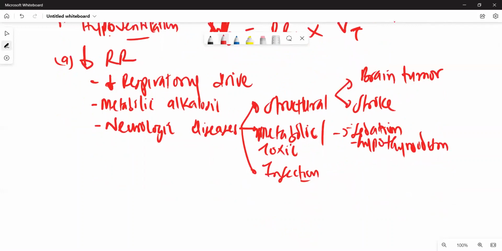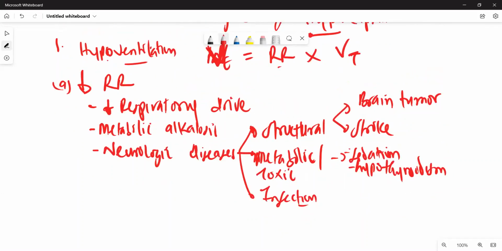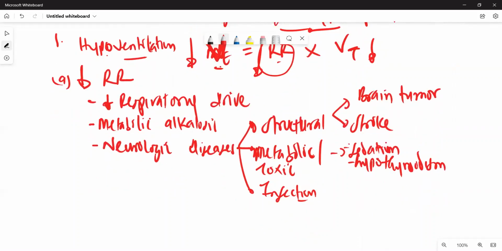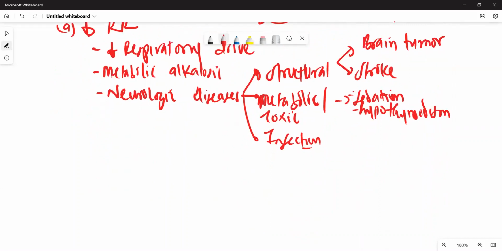The next one under hypoventilation, right? Remember, we're still looking at the formula for minute ventilation. We talked about decreased respiratory rate, because if you decrease the respiratory rate, that will decrease the minute ventilation. And because minute ventilation is decreased, which is hypoventilation, the PaCO2 will be increased. So the other one is decrease in tidal volume. So if the tidal volume is decreased, B, decreased tidal volume.